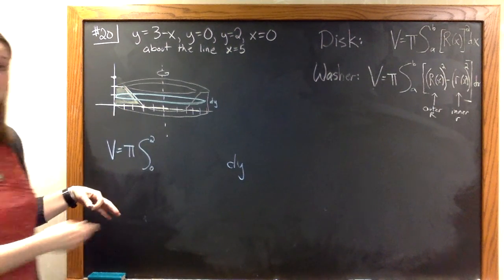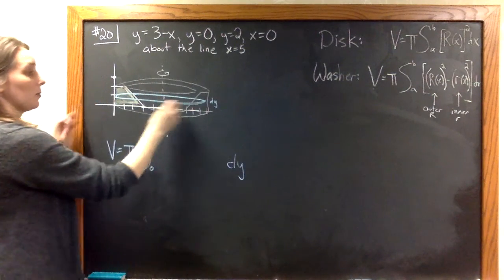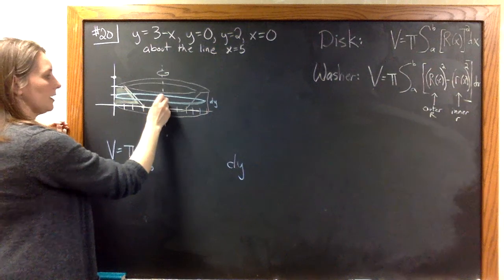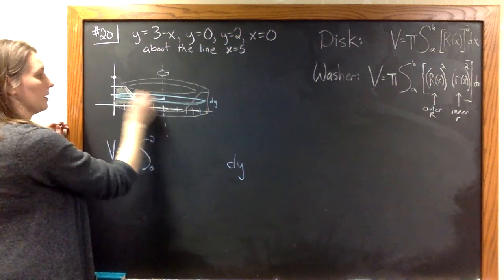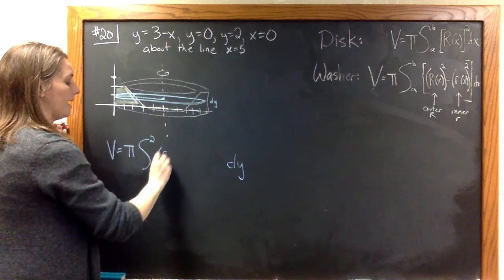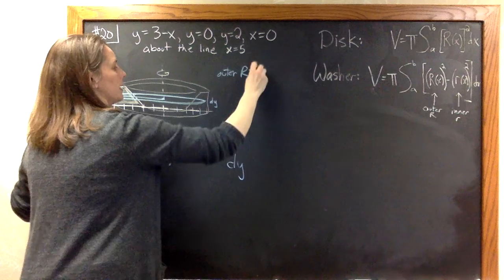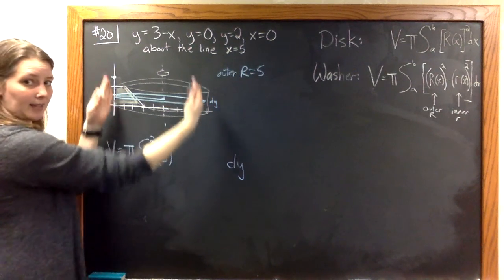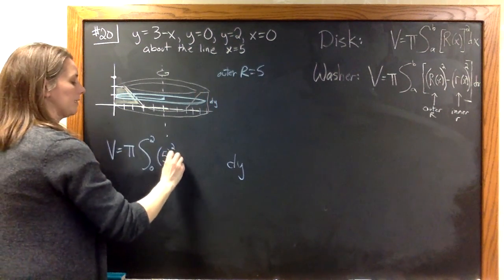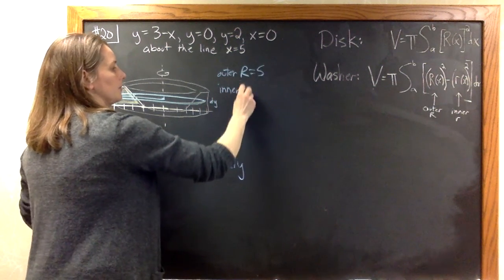And since this is a washer, we're going to need to think of the outer radius minus the inner radius. So when you think about all of these washers that you're drawing, they all have the same outer radius. The outer radius is always 5. Okay, outer radius is 5 because this outside thing is a solid thing. So 5 squared.